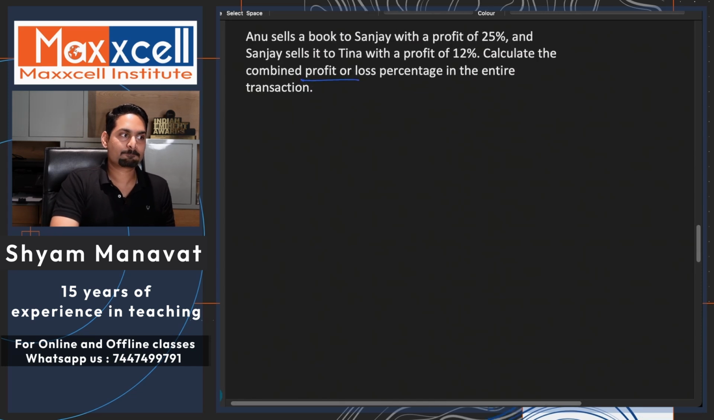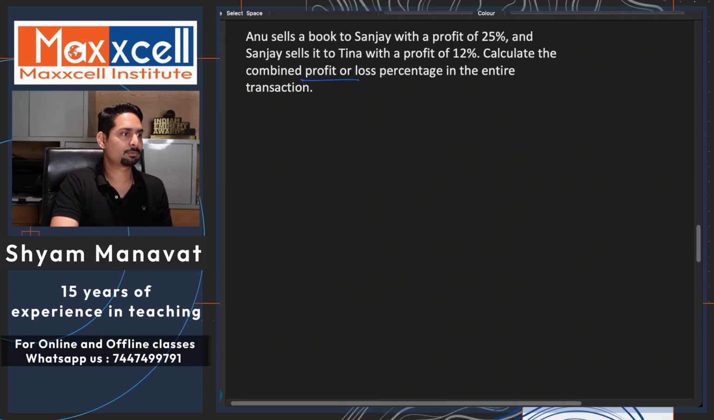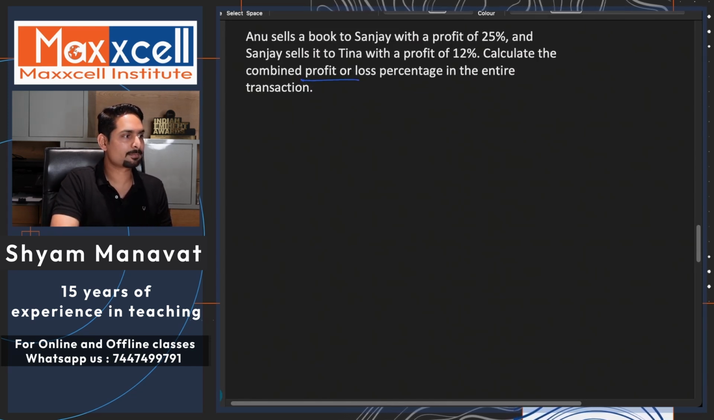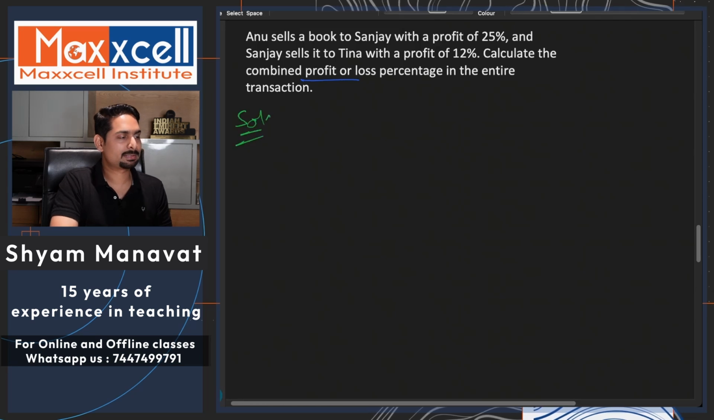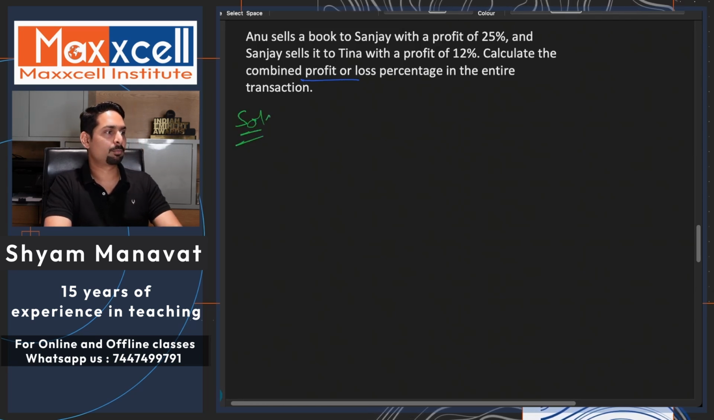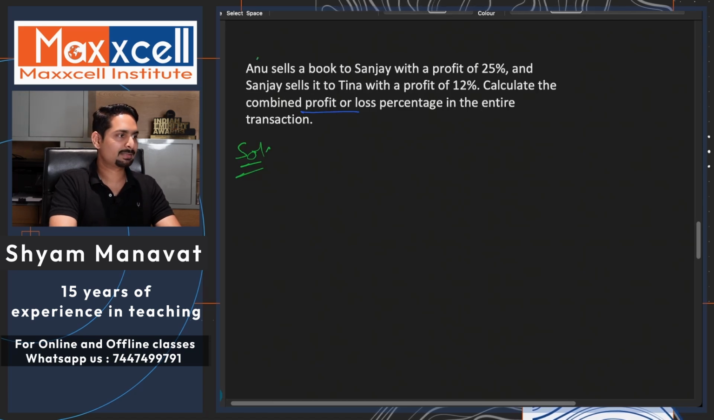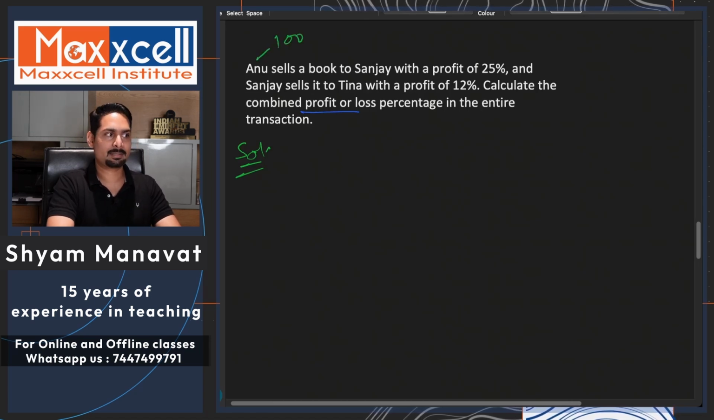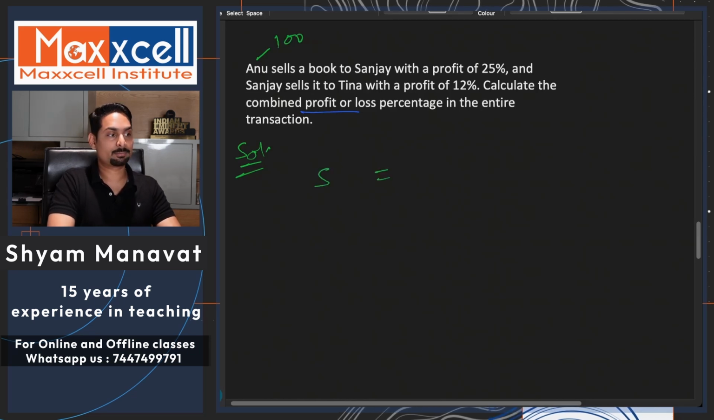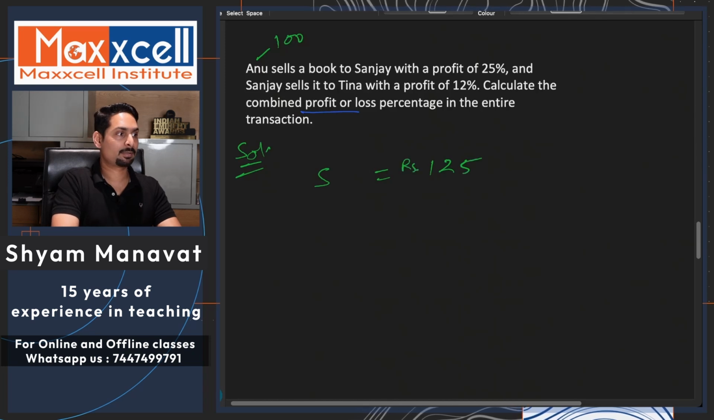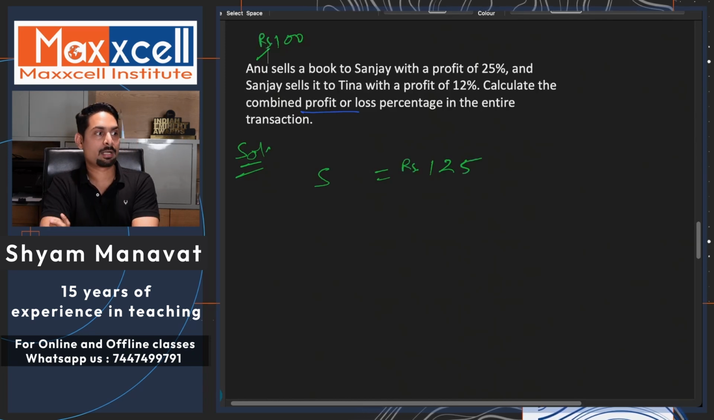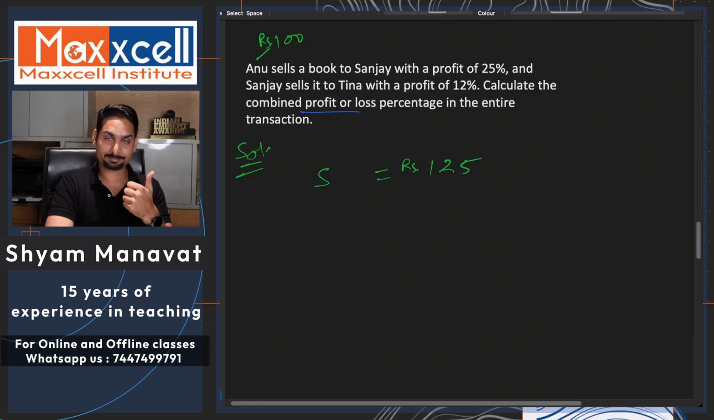Next question. Again, pause this video, try to solve. Solution. Let's see. Anu sells a book to Sanjay at a profit of 25%. Directly we can say Anu paid, let's say, 100. So for Sanjay, it should be 25% more. Can I write 125 rupees directly? Yeah, because it is a 25% increase.